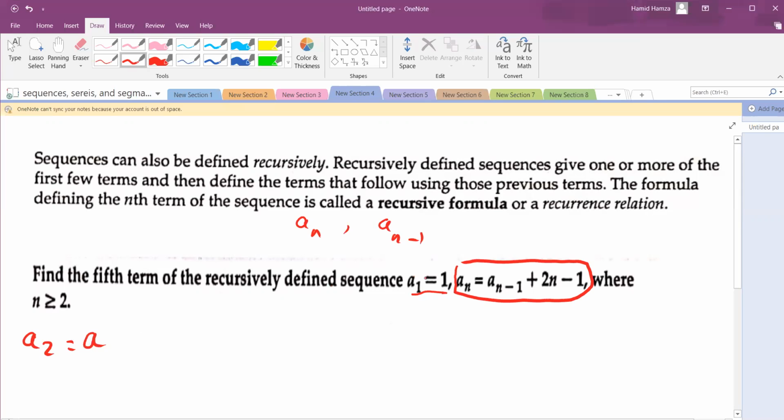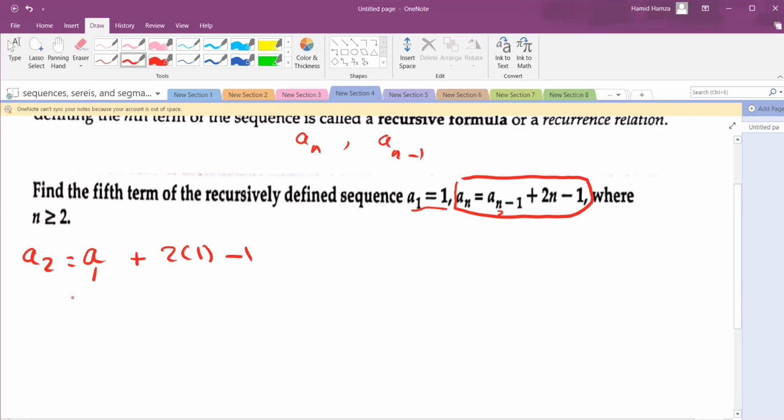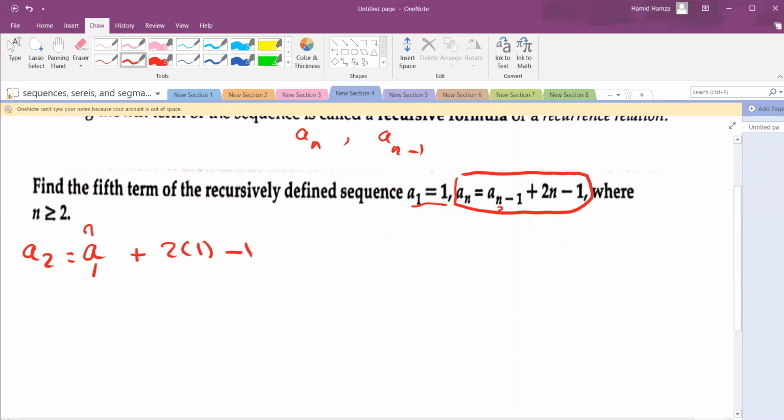It will be a_(2-1), which means a1, plus 2n minus 1. 2n minus 1 means 2 multiplied by 2 minus 1. I replace a1 by its value, which is 1. So a1 is 1 plus 2 multiplied by 2, which is 4, minus 1, which is 3. So a2 will be equal to 4. Then we will find a3 by putting n equals 3.